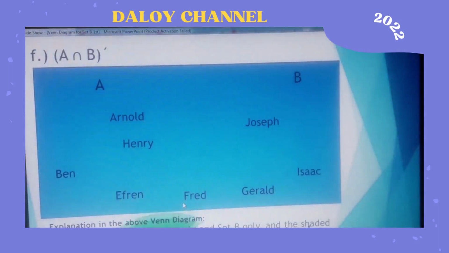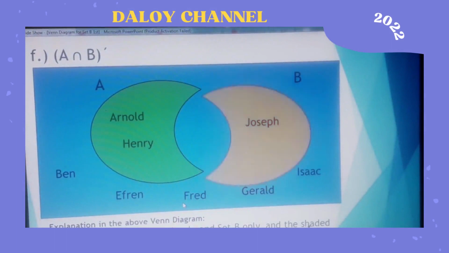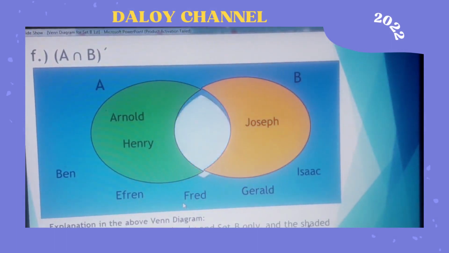So in the Venn diagram illustration, you'll notice that the unshaded area is only the intersecting area between the two sets. So all the rest are the complement of the intersection between A and B. And these are the names of Arnold, Henry, Joseph, Ben, Efren, Fred, Gerald, and Isaac.